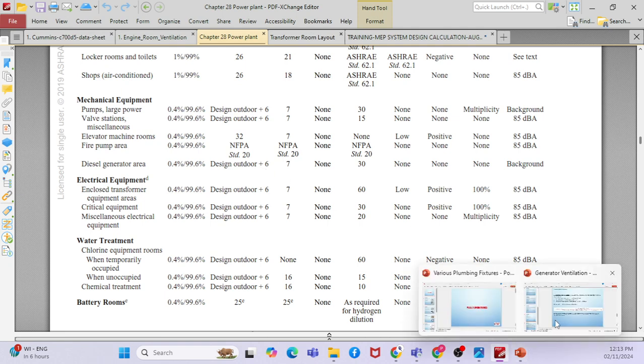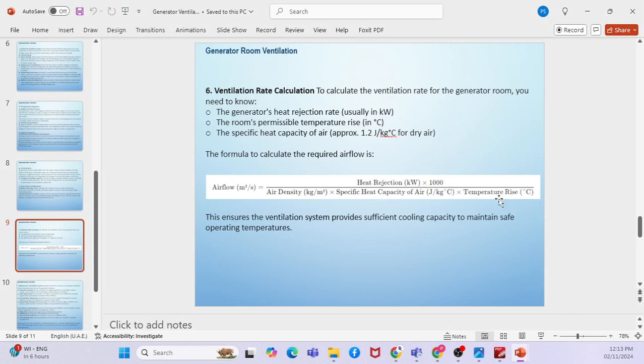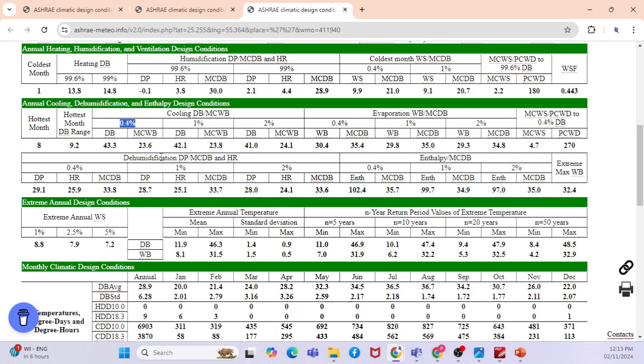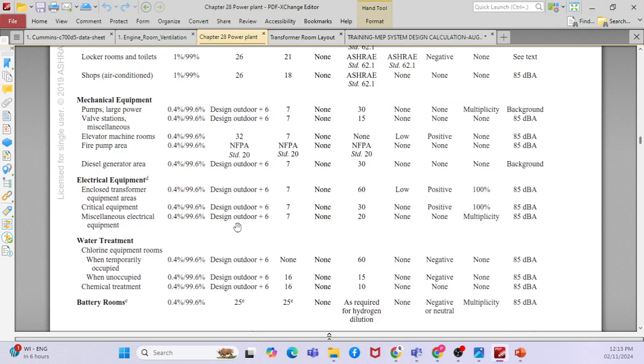So that is what in the equation you have to see, the temperature rise. How much temperature can it go maximum? It can go 6 degrees above the outdoor temperature. What is the outdoor temperature? If I go here, the outside temperature is 43.3 degrees Celsius, so it should be 43.3 plus 6 degrees. But normally in UAE, we take 46 as the maximum temperature, then we take plus 6 degrees Celsius. So this is the maximum, this is the delta T basically.